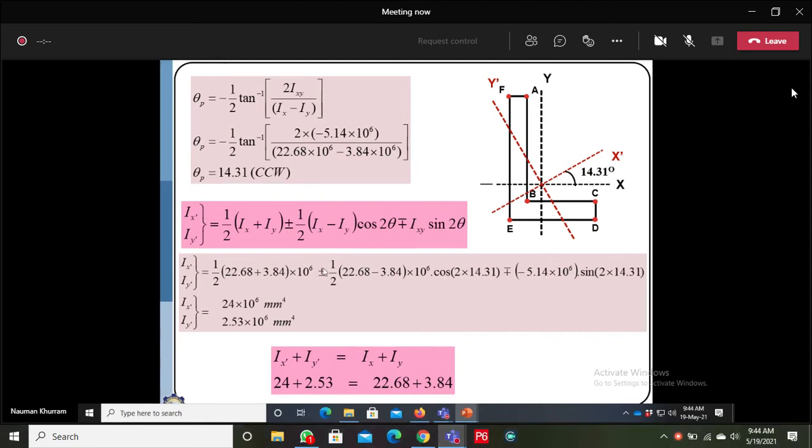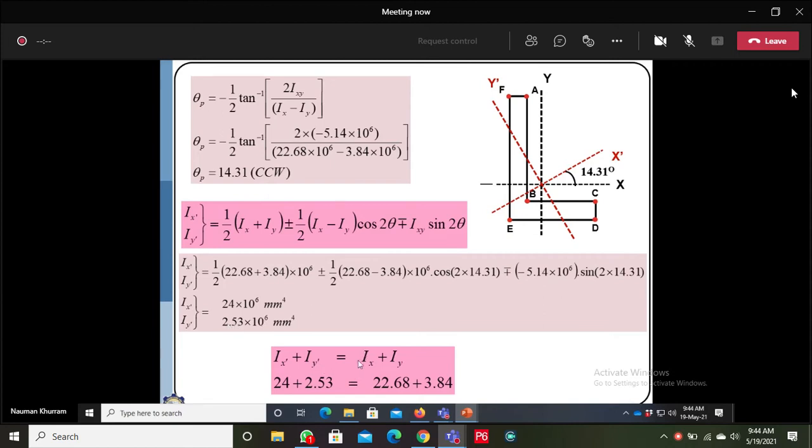In this equation, if you use a plus sign here and a negative sign here, you will get the value of Ix bar, which is 24 into exponent 6 millimeter power 4. And if you use a negative sign here and a positive sign here, you will get the value of Iy bar, or moment of inertia about the y principal axis, and the answer will be 2.53 into exponent 6.